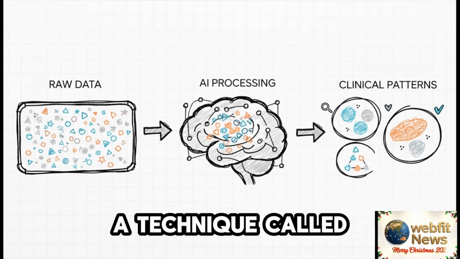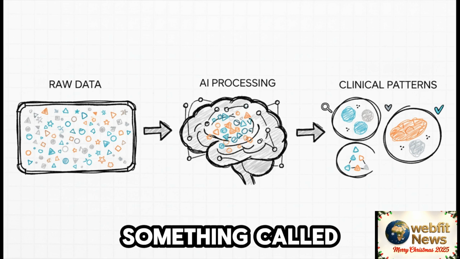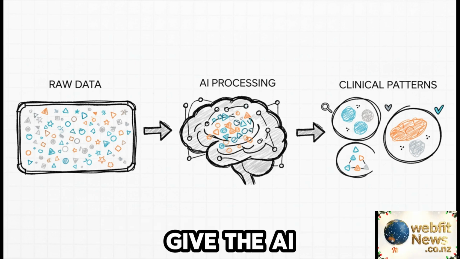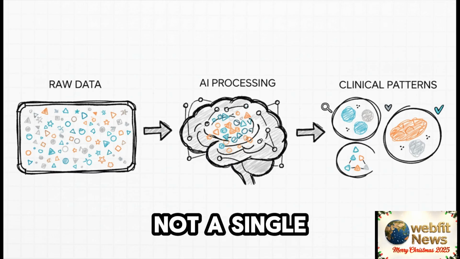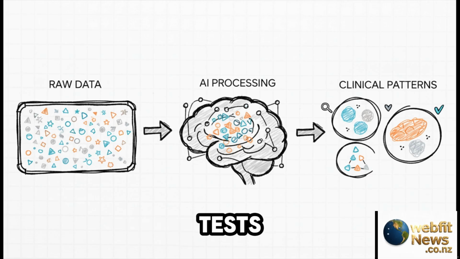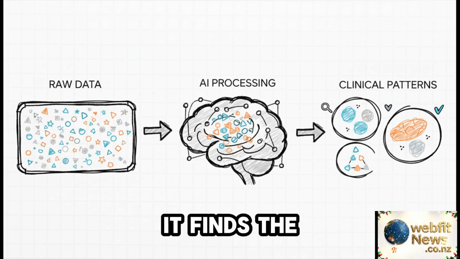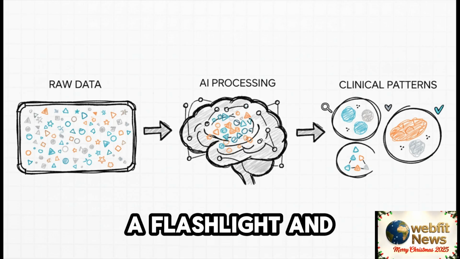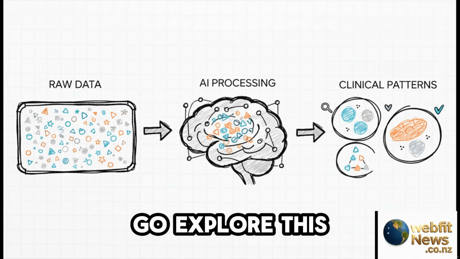This is where a technique called REGLET comes in, and it uses something called unsupervised learning. This is wild. It means you don't give the AI any labels, not a single one. You just hand it the raw data, say a bunch of lung function tests, and it just figures it out. It finds the important patterns all by itself. It's literally like giving the AI a flashlight and telling it, go explore this dark room and tell us what you find.